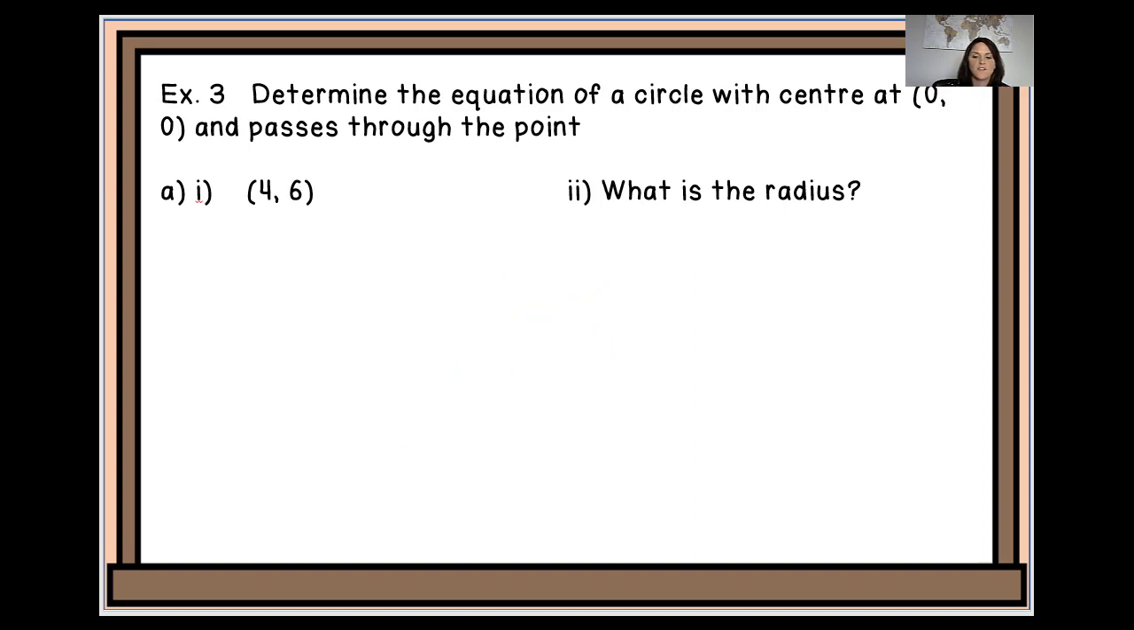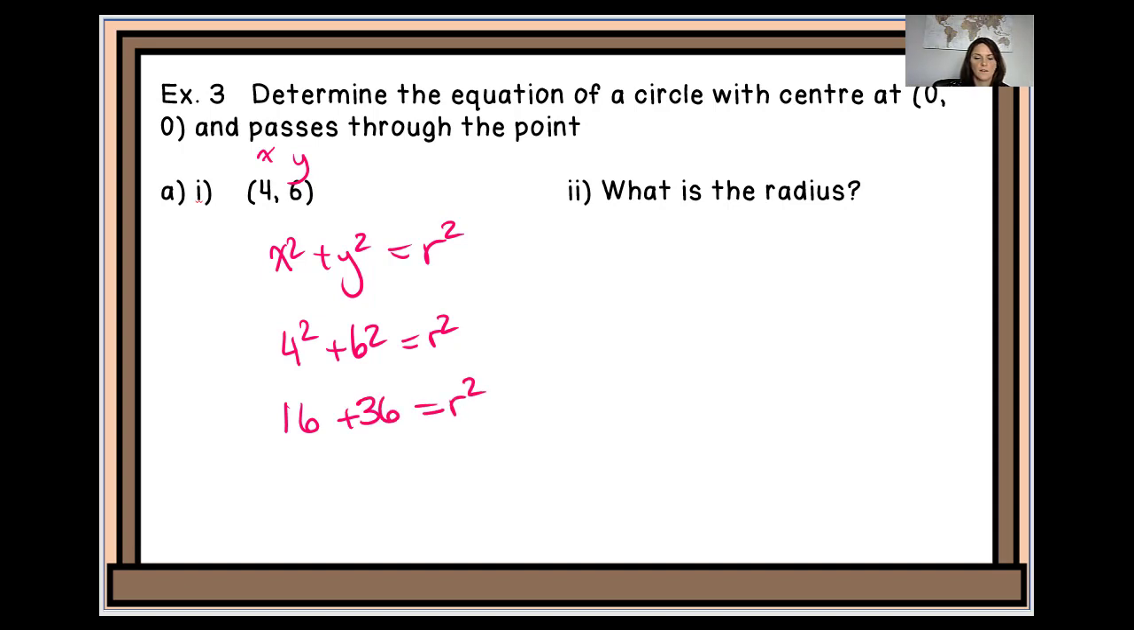Okay, determine the equation of a circle with the center at (0, 0) and passes through the point (4, 6). So x squared plus y squared is equal to the radius squared. So again, my 4 is the x, 6 is the y, and we're just going to go ahead and plug it in. 4 squared plus 6 squared equals r squared. 16 plus 36 is equal to r squared. So 52 is equal to r squared.